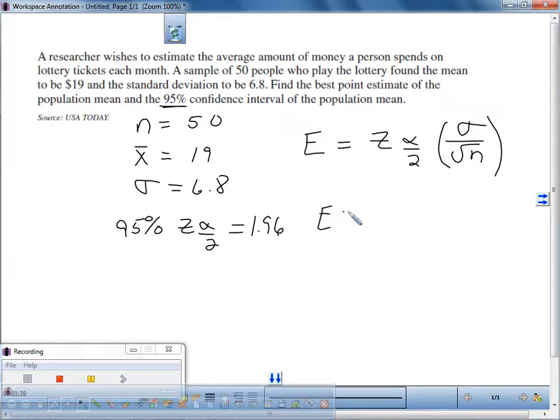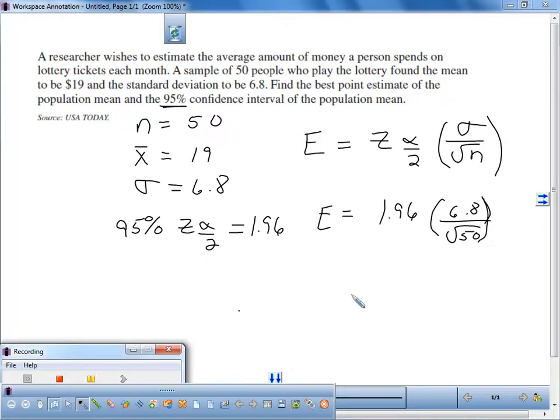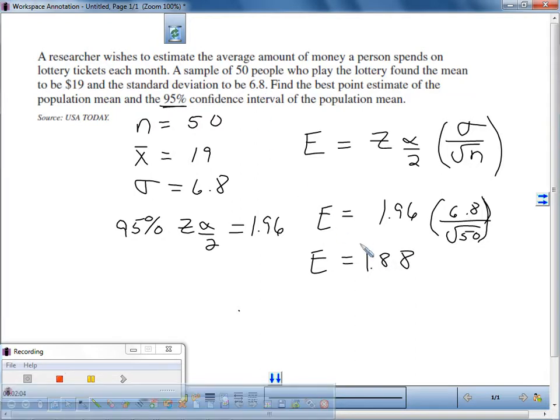We'll set it up as E is equal to 1.96 times sigma, which is 6.8, all divided by the square root of our sample size, which is 50. So we end up with 1.188. Well, we're going to round to one decimal place since our standard deviation had one decimal place.